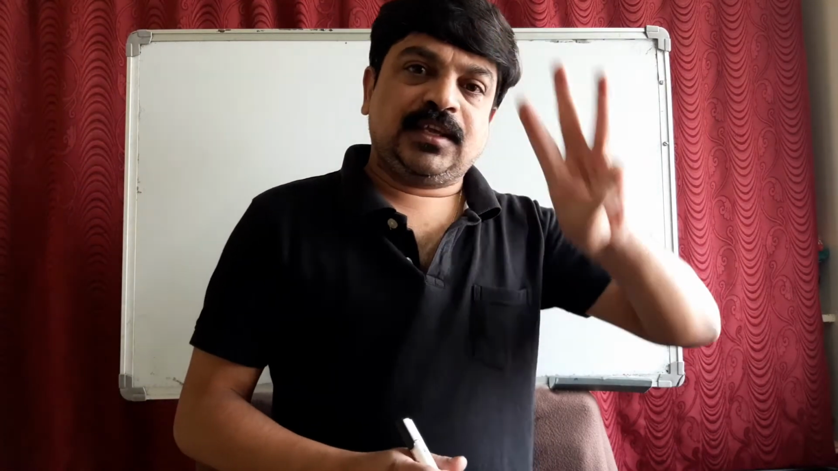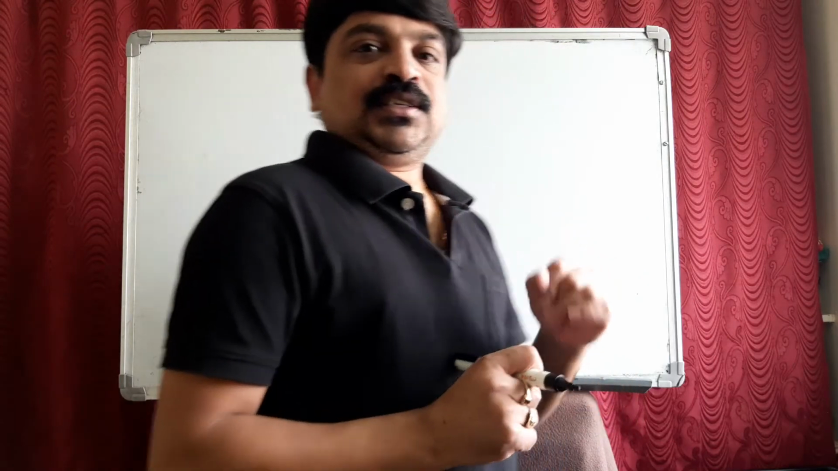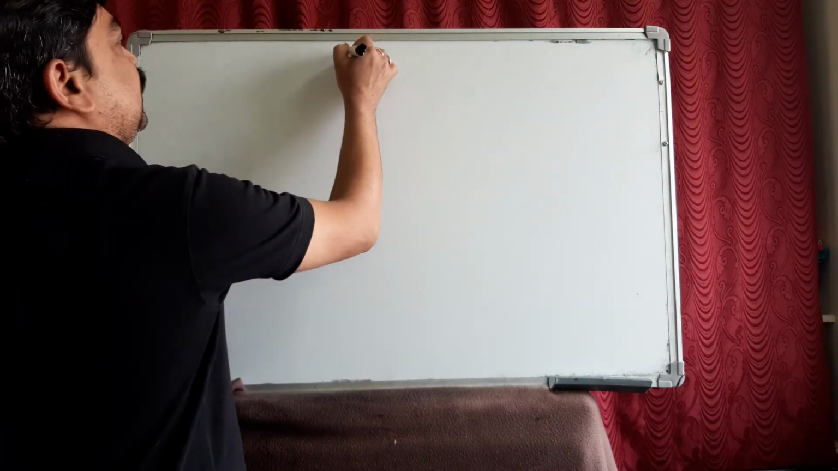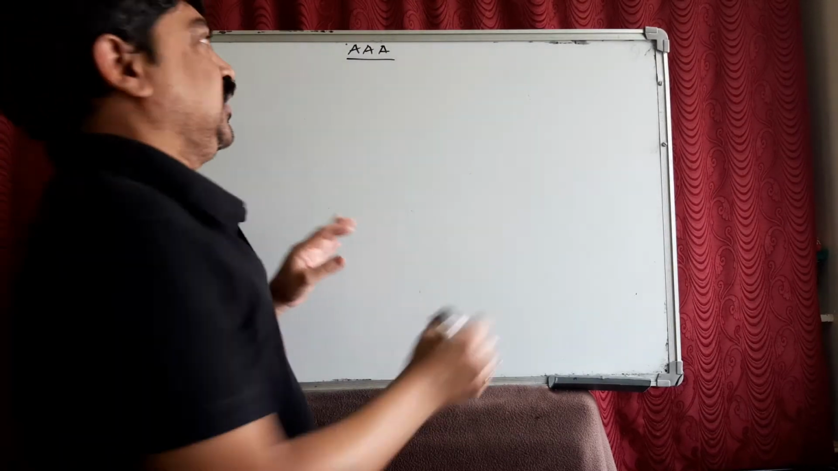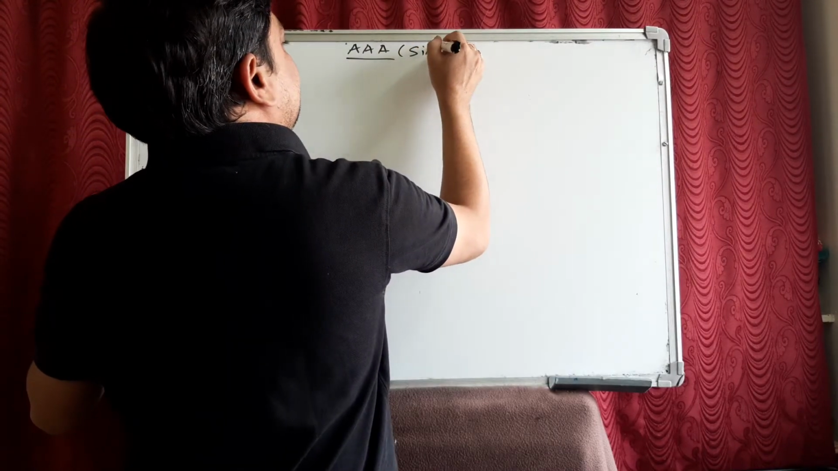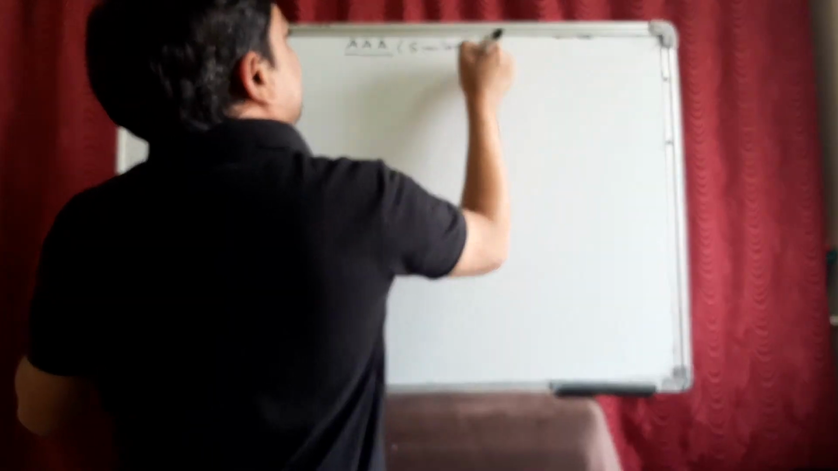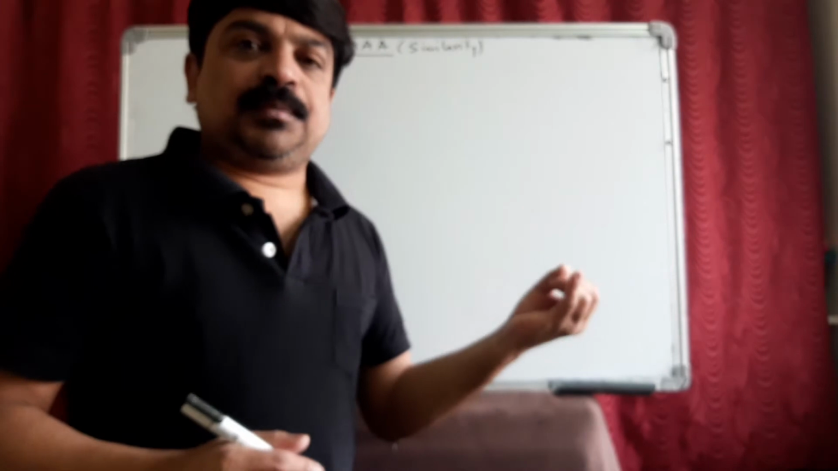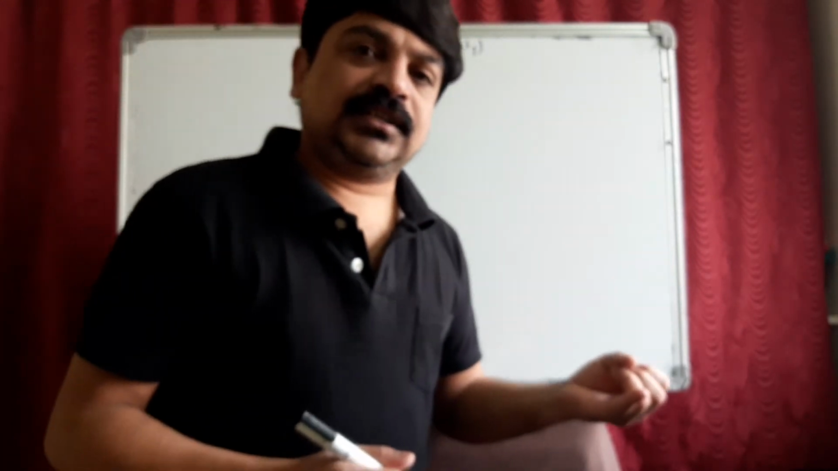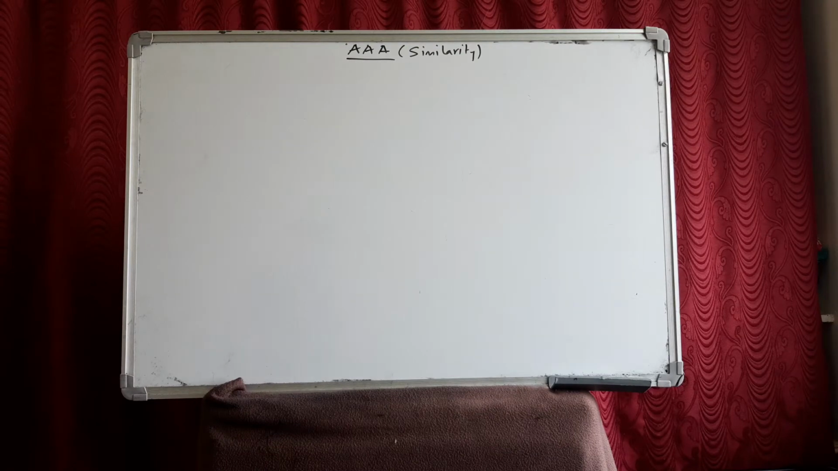Hi students, in this video I am going to explain three theorems of triangles: triple A, triple S, and SAS of similarities. Okay, first let us do triple A, angle similarity. This is for similarity. In 10th grade you will have similarity. In your 9th grade you might have learned about congruency: triple A congruency, triple S congruency and SAS congruency like that. Here you learn about similarity.